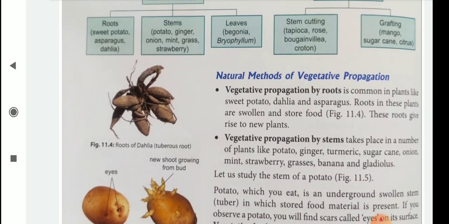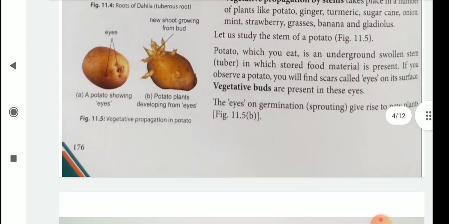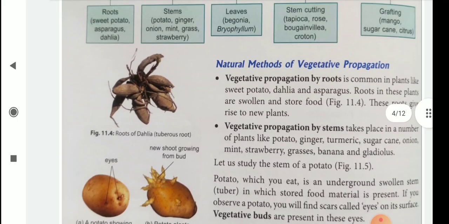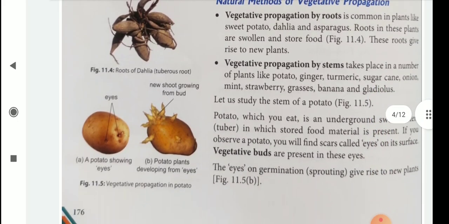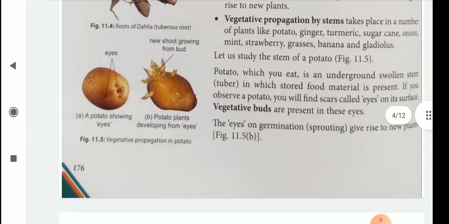Then vegetative propagation by stems takes place in a number of plants like potato, ginger, turmeric, sugarcane, onion. These are the examples of vegetative propagation by stem. Then vegetative propagation by buds. Buds are present, children, in potato. The potato which we eat is the underground swollen stem in which stored food material is present. You will find scales called eyes on its surface, that is, vegetative buds are present in these eyes.